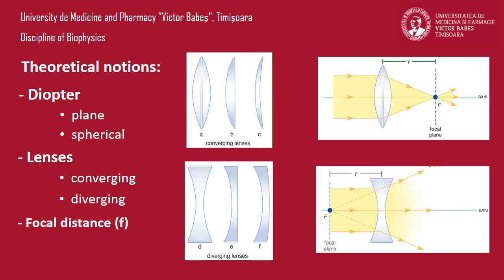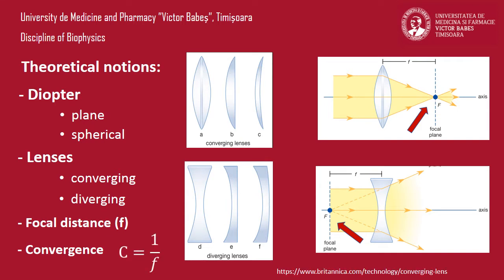Lenses are characterized by the focal distance. It is defined as the distance between the point of convergence or the focal plane and the lens. For converging lenses, the focal distance is positive and decreases the more bulging the lens. For diverging lenses, the focal plane is obtained by prolonging emergent rays. Thus, the focal distance of a diverging lens has a negative value. The convergence is defined as the inverse of the focal distance. Thus, diverging lenses have a negative convergence.